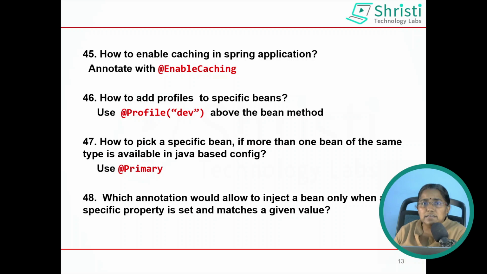Any guess? So, the annotation here is @ConditionalOnProperty, where we will provide the property name and we will add one more attribute as havingValue. If the value matches, the bean object will be created, or else it will not be created. So, it is @ConditionalOnProperty.